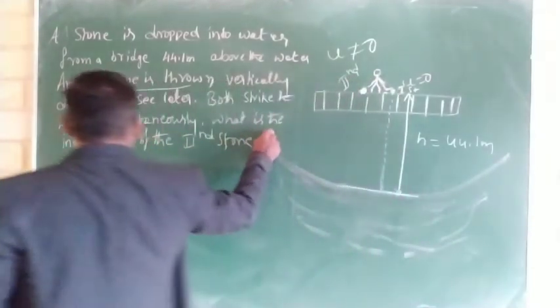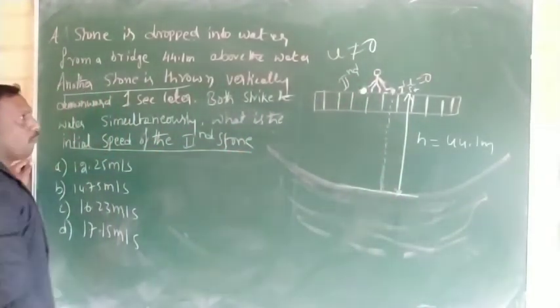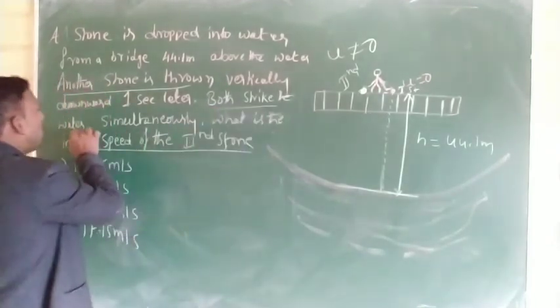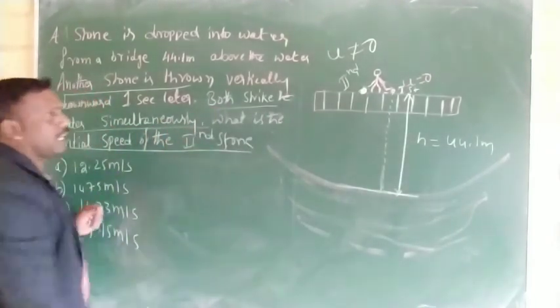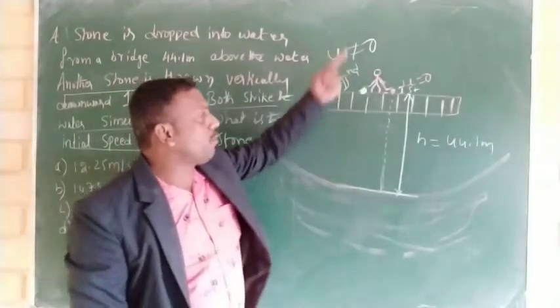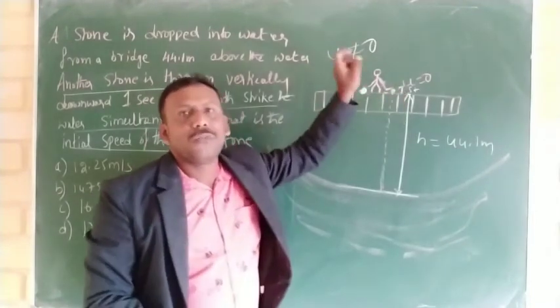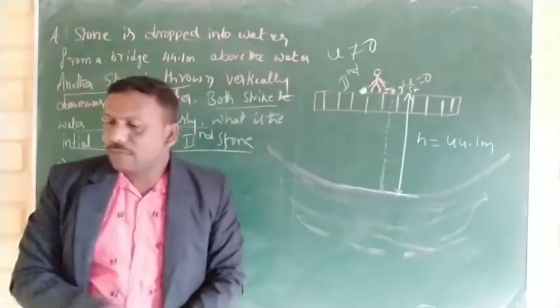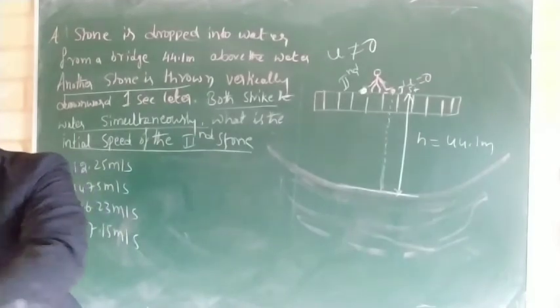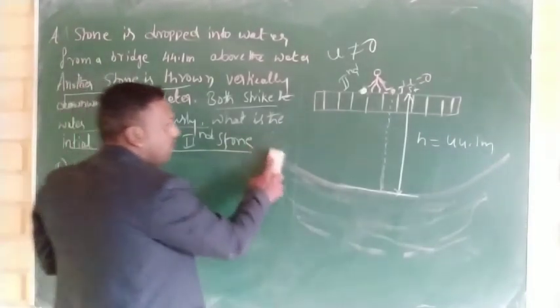Therefore, we have to calculate the initial speed of the second stone when both stones strike the water simultaneously, but the second stone is thrown 1 second later compared to the first stone. How to calculate? For the first stone to reach the water.